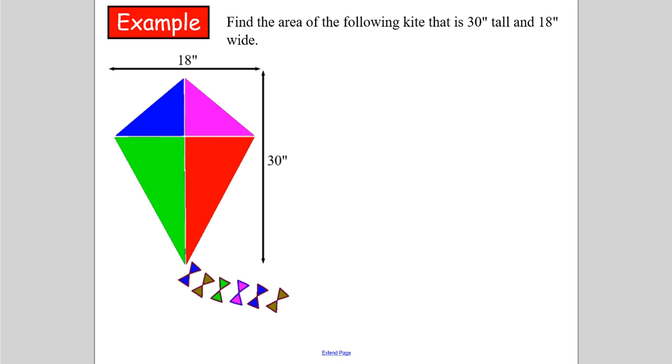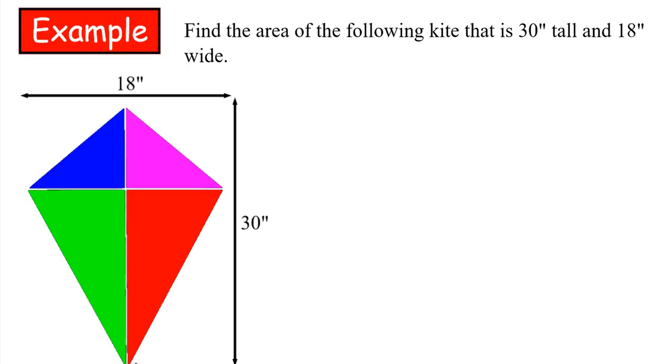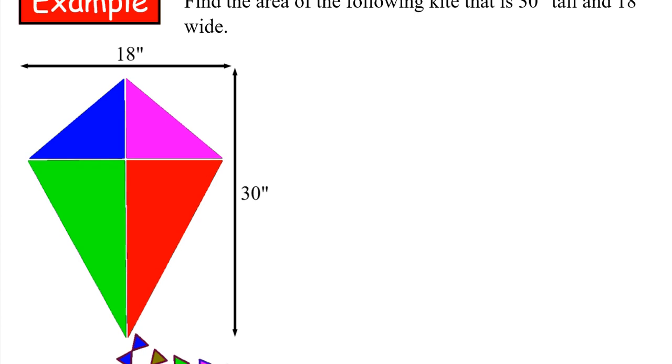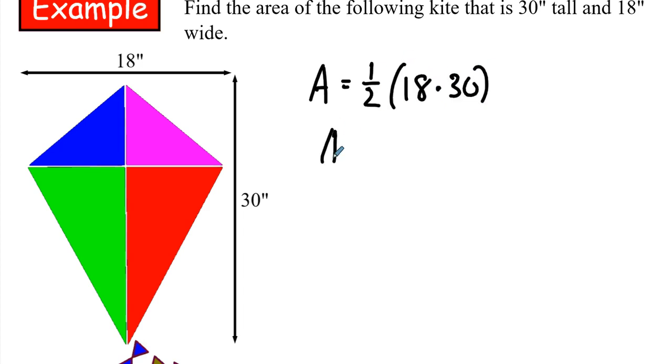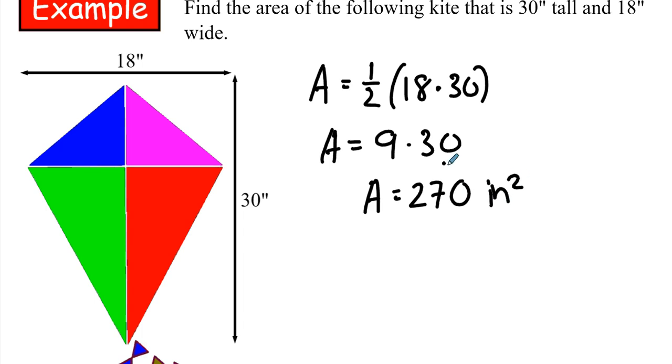Here's an example. Find the area of the kite that is 18 inches in one diagonal and 30 inches in the other diagonal. So the area is 1/2 the product of the diagonals. So 1/2 times 18 times 30. 1/2 times 18 is 9. 9 times 30 is going to be 270. My units are inches and area is square, so inches squared.